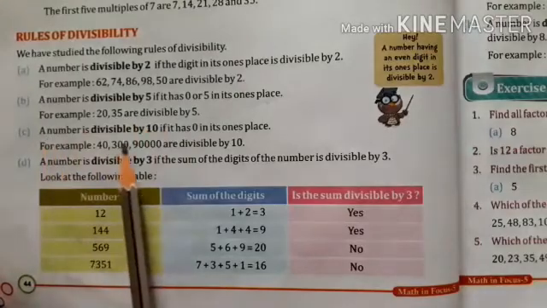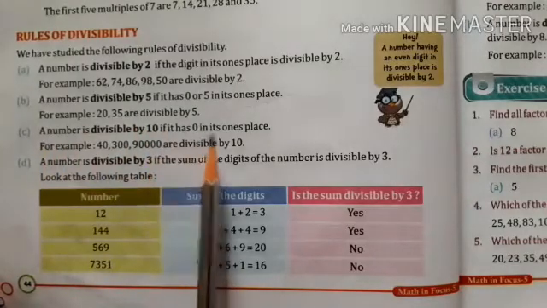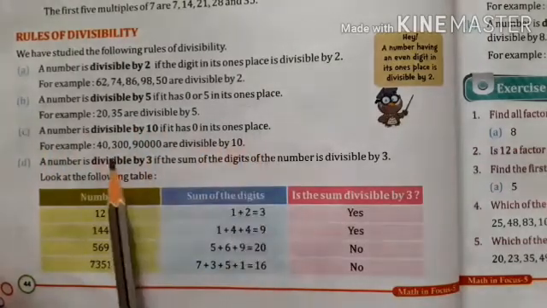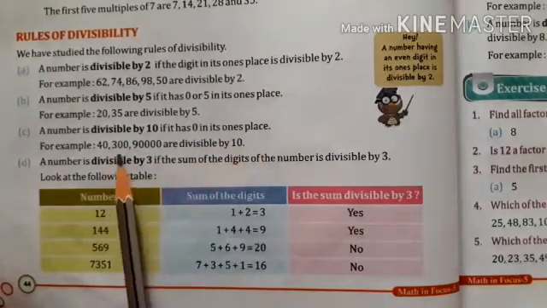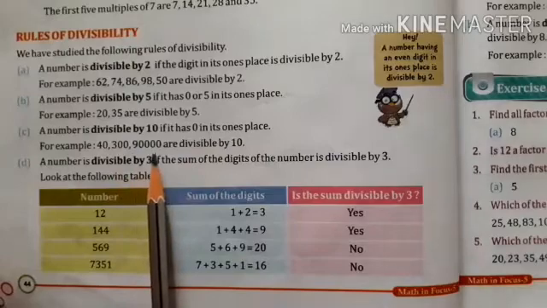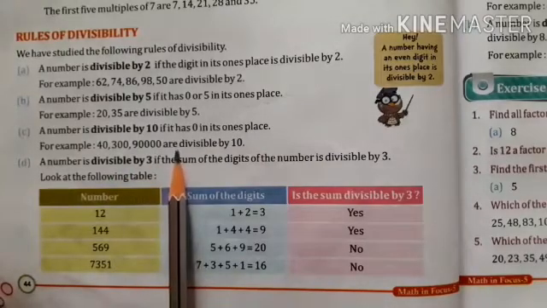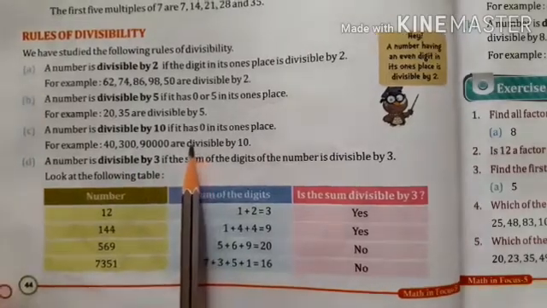A number is divisible by 10 if it has 0 in its ones place. As for example, 40, 300, 90,000 are divisible by 10. So jibur number or ones or place ot 0 thake, the numbers are divisible by 10, okay?